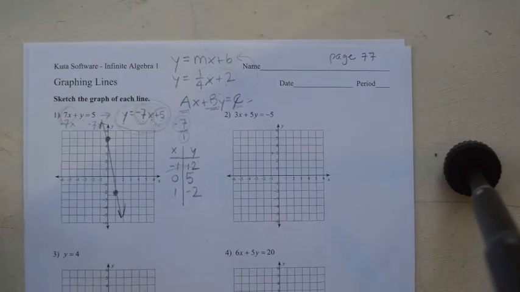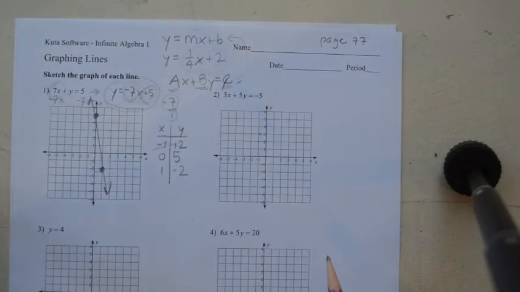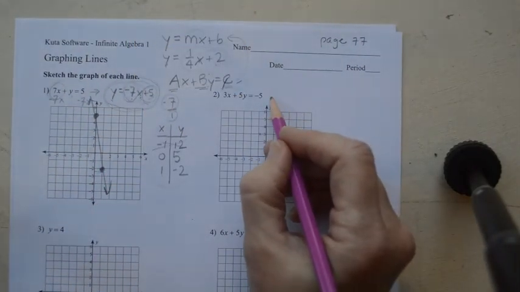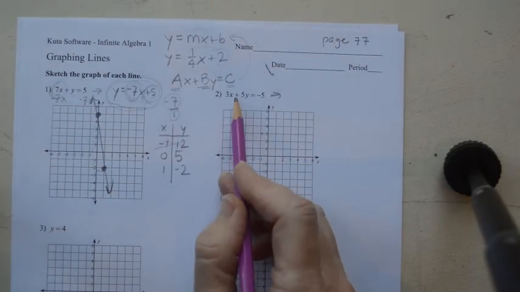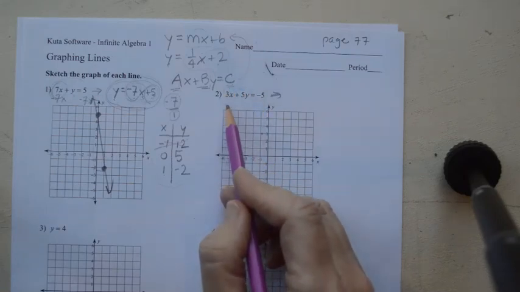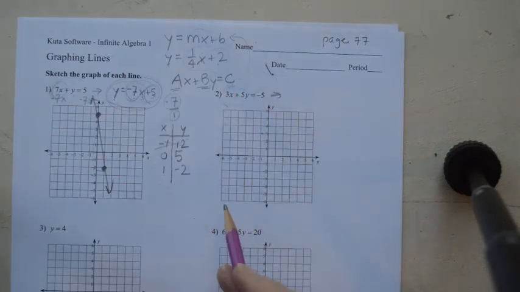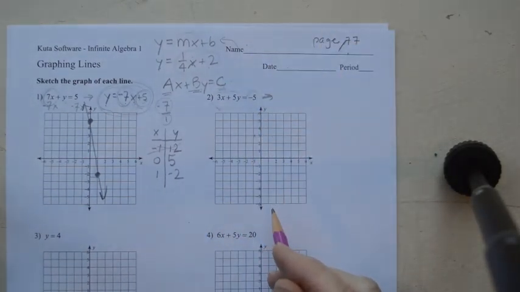All right, I just want to do one more of these, and then I'm going to set you free to do some practice problems on these. All right, so let's take a look at number 2. Problem number 2, again, it's in that ax plus by equals c. Again, all that means is x and y are together on one side, constant is alone on the other, and I want to get to the point where y is by itself.